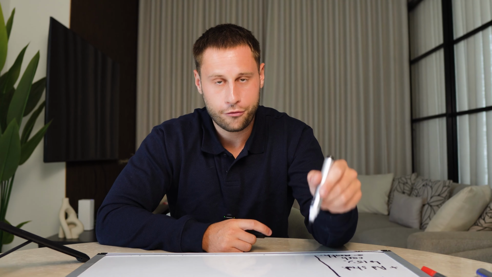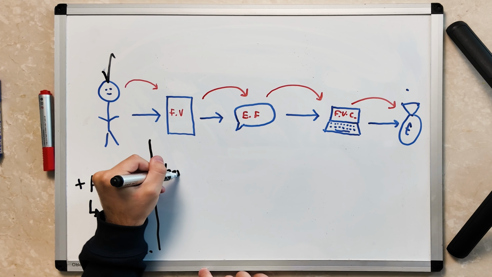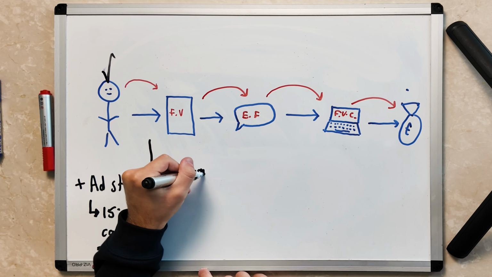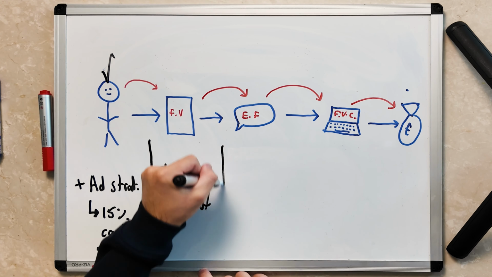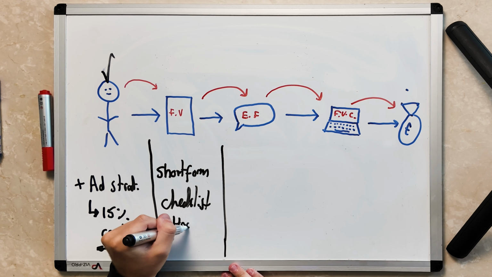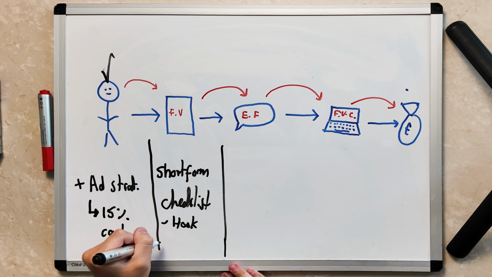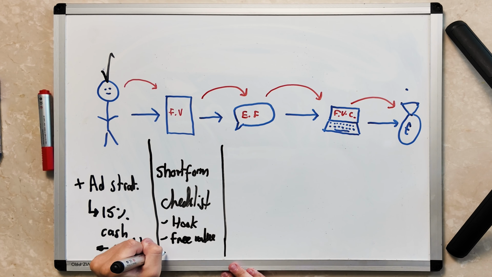Then, how do you make free value that people actually care about? So I have something called the short form checklist. Now, the short form checklist essentially breaks down what makes up a good piece of content. In there, we need to talk about the hook. How do we get someone's attention? We also need to talk about how do we give them enough free value without being too excessive. I'm not sure we can read this, but this says excessive.